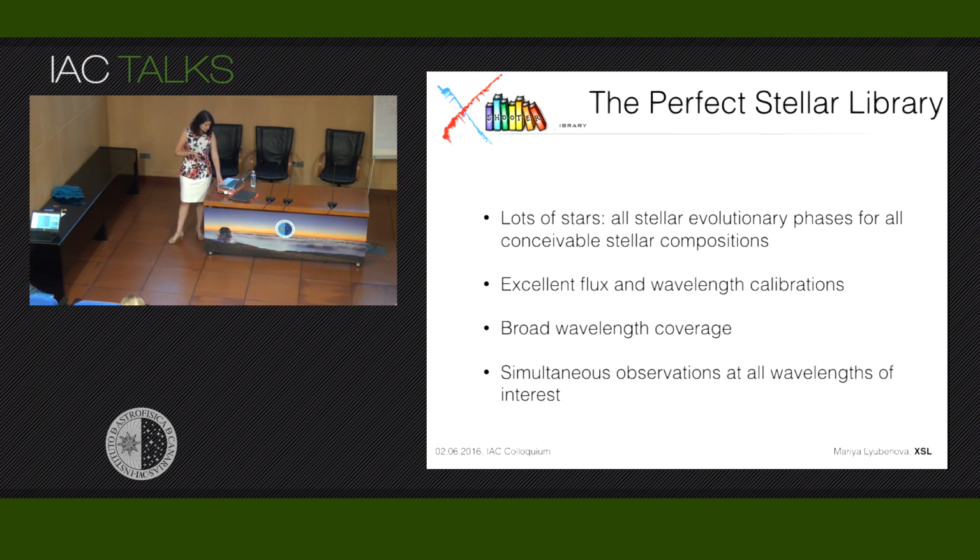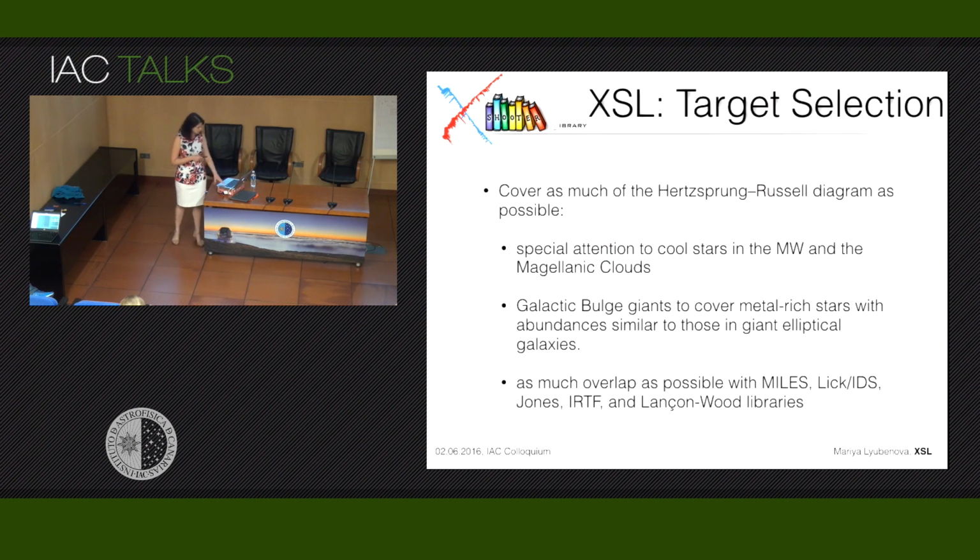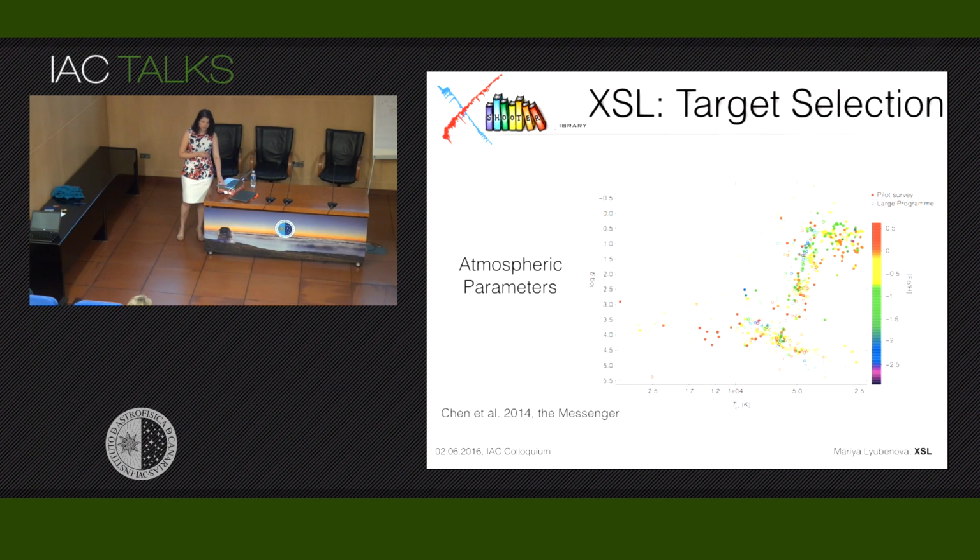In that respect, we're quite comfortable saying that we're fulfilling these requirements. We are covering as much as possible of the Hertzsprung-Russell diagram, and we've given special attention to cool stars, which were lacking in previous libraries. We have a significant fraction of galactic bulge giants to cover metal-rich stars, and we also aim to have as much overlap as possible between existing libraries, so as to be able to compare between them.